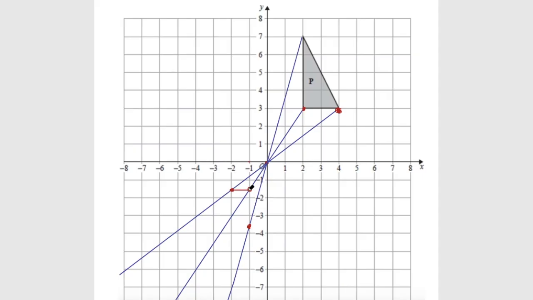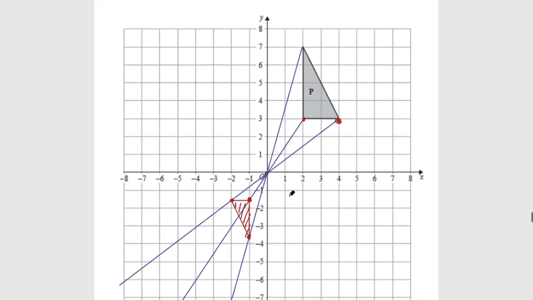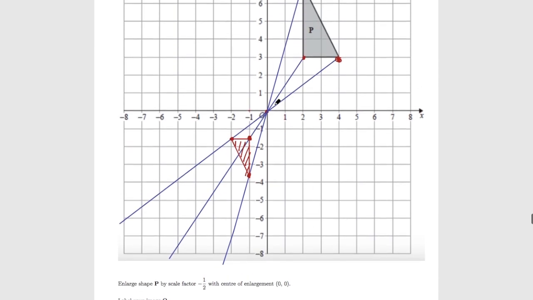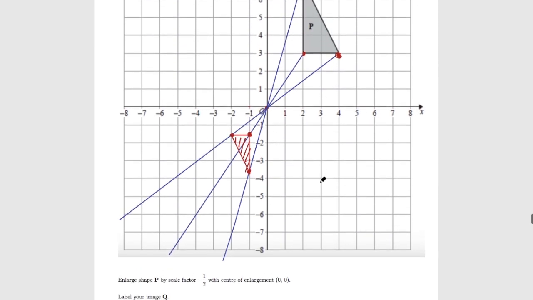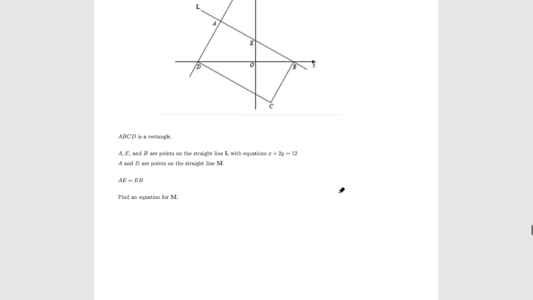I can draw in my enlargement. By the way, we still call it an enlargement, even though it's got smaller. We still call it an enlargement, and that's what it should look like. So you can see it actually flips over when you do a negative enlargement, kind of like it's going through a lens, and we need to label that Q. Okay, so that's 2 marks.